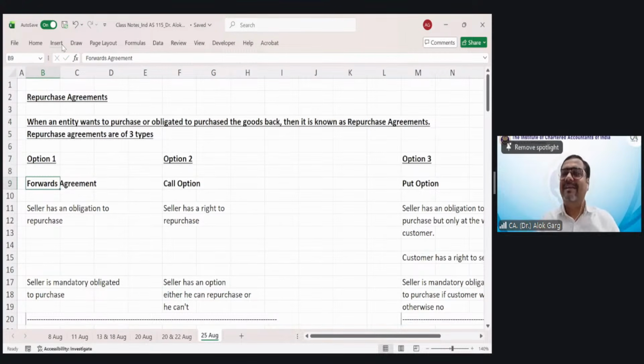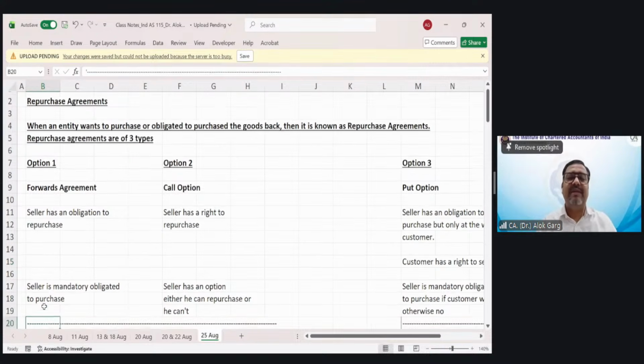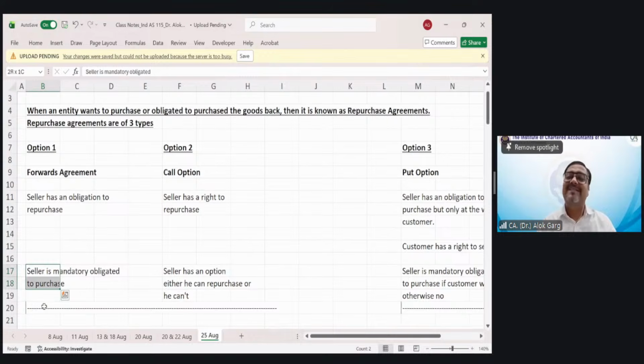Number 1, forward agreement. What is meant by forward agreement? Forward agreement means the seller has an obligation to repurchase. The seller does not have the option to deny that he will not repurchase. The seller is mandatorily obligated to repurchase. At the time he transfers the goods, he knows that he has to purchase them back.